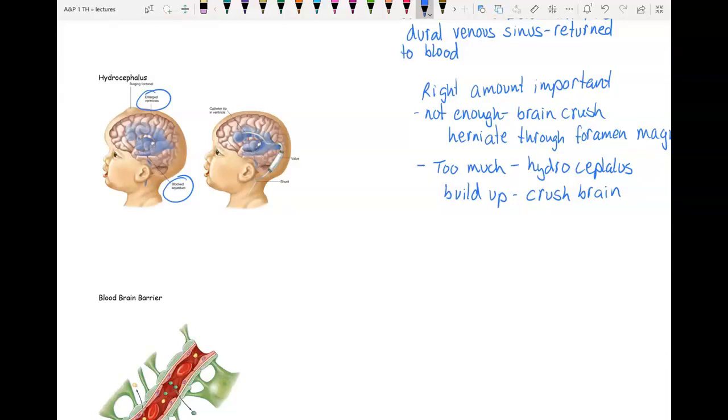But luckily today there is medical treatment. They can do surgery and install a shunt. And that shunt drains the excess fluid. And it just drains it to the stomach.